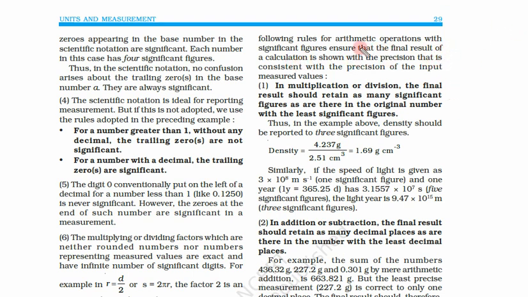These are the arithmetic rules with significant figures: the final result of a calculation is shown with the precision that is consistent with the precision of the input measurement values. So we have to convert the final result in such a way that is consistent with the input numbers. Let us understand with this example. In multiplication or division, the final result should retain as many significant figures as there are in the original number with the least significant figures.